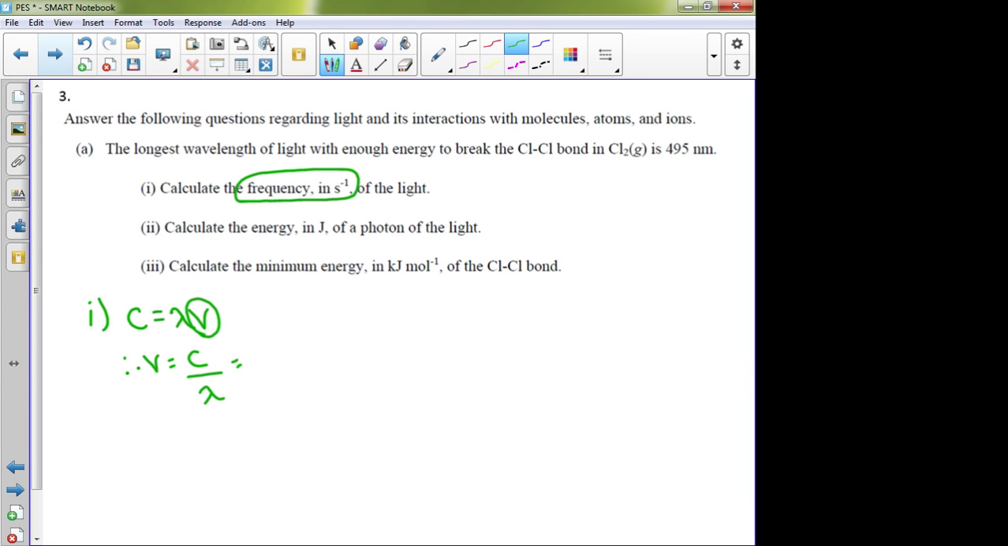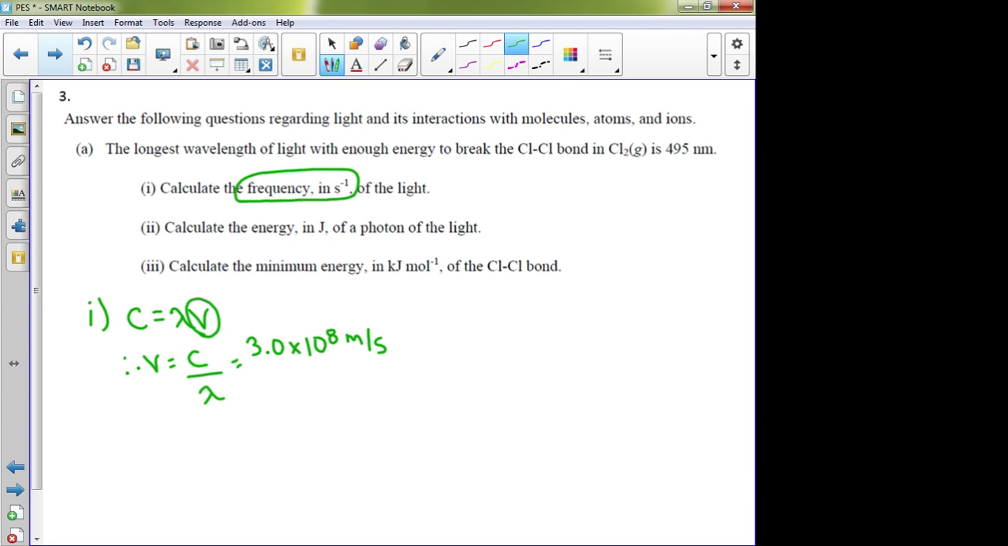C is a constant. What is the speed of light? 3.0 times 10 to the 8th meters per second. That's on your AP equation sheet, as is the equation.